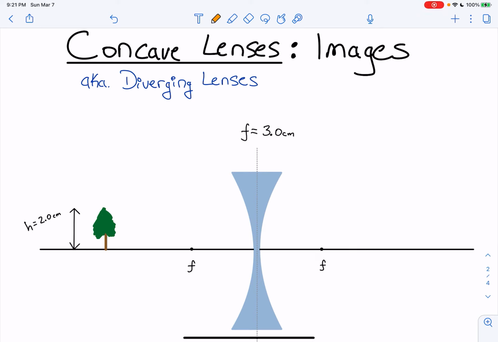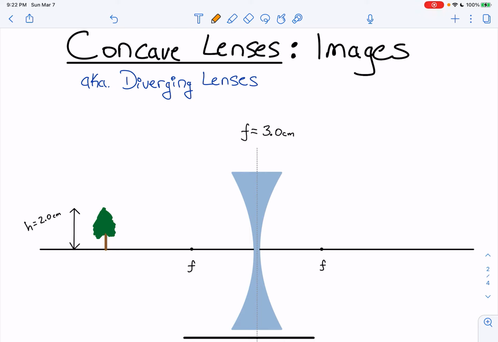Let's take a look at the images formed by concave or diverging lenses. I've drawn out a diverging lens with the same focal distance that we used in the introduction. So we've got a focal length of 3 centimeters. In this case, I've already noted the focal points, one on either side of the lens.